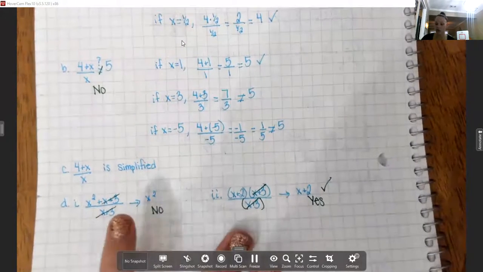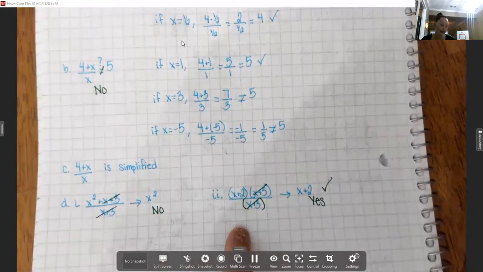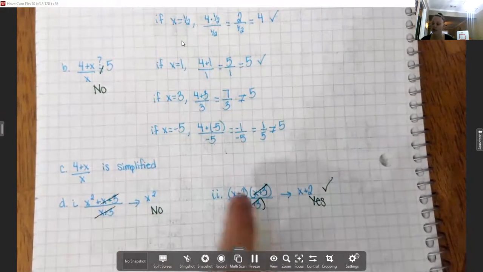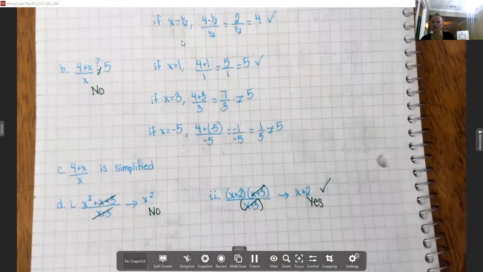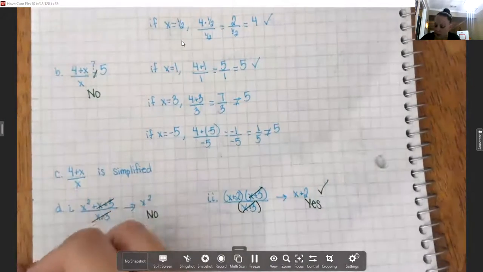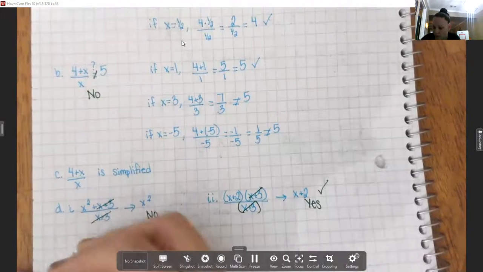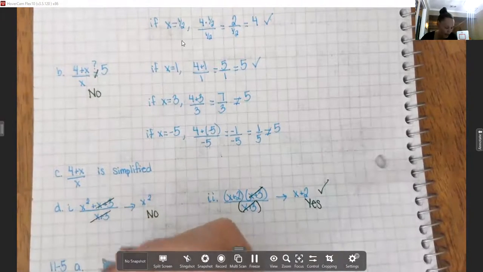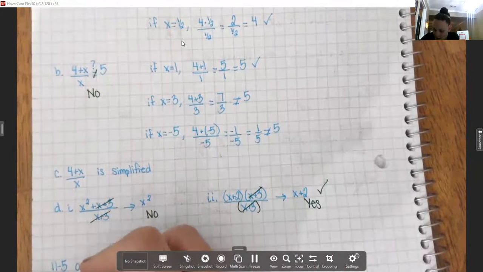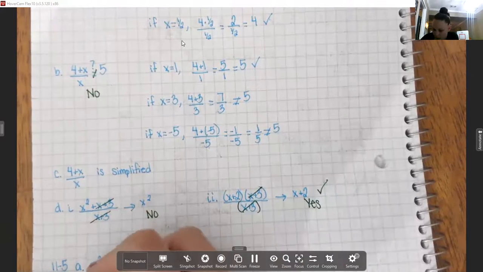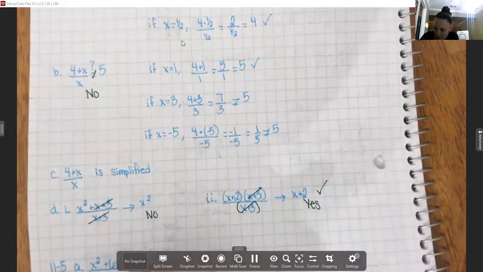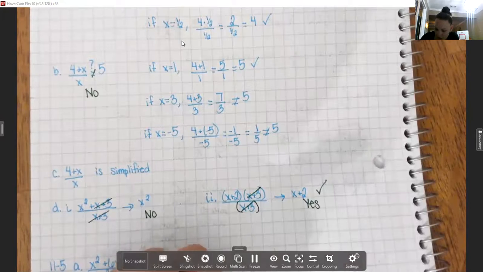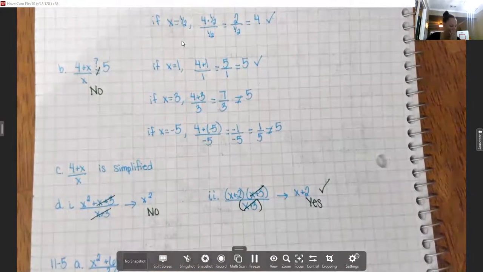So the difference in parts 1 and 2 is number 2 is already factored. So they wrote it in multiplication. So that's what we're going to need to do on 11-5. So part A is x squared plus 6x plus 9 divided by x squared minus 9.